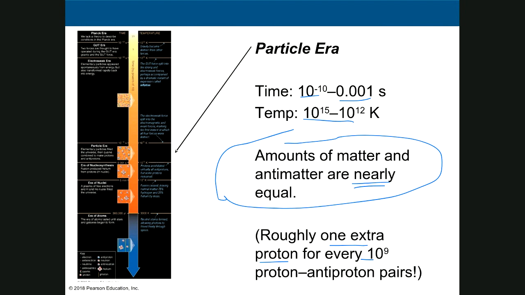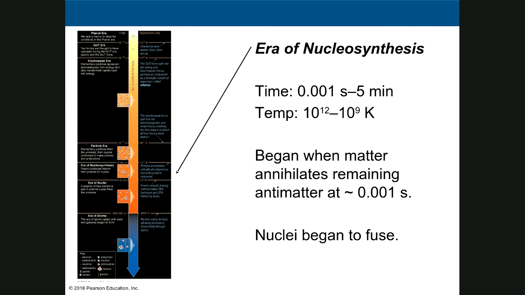We can see the era of nucleosynthesis begins from a millisecond to 5 minutes. So now, at least in the minutes, we drop another 1,000. Remember, 10^9 is only 1/10 of 1% of 10^12. This began when matter annihilates remaining antimatter at 0.1 second and nuclei begin to fuse. This whole era only lasts 5 minutes, so to survive that first 5 minutes is a huge big deal.